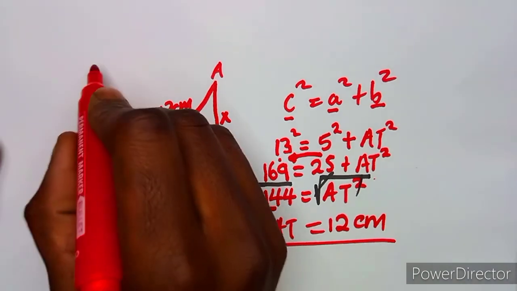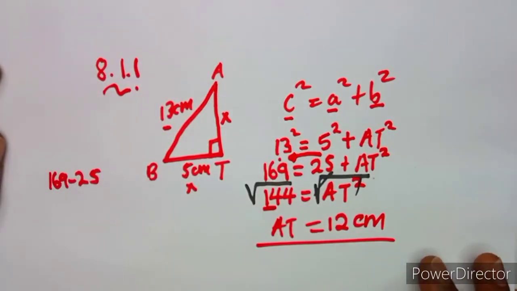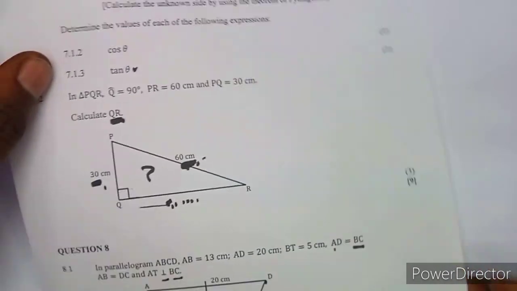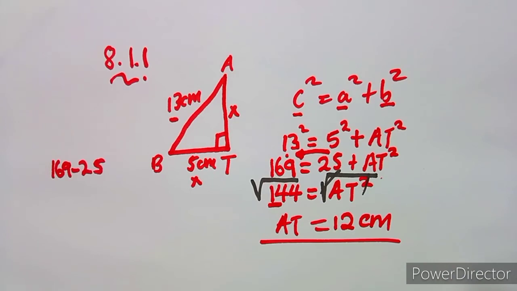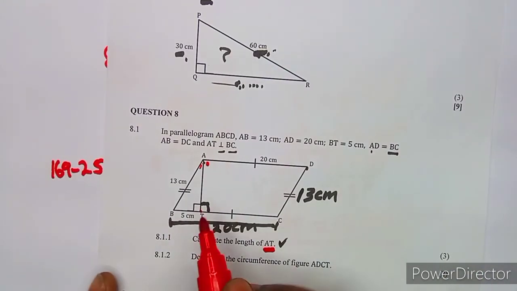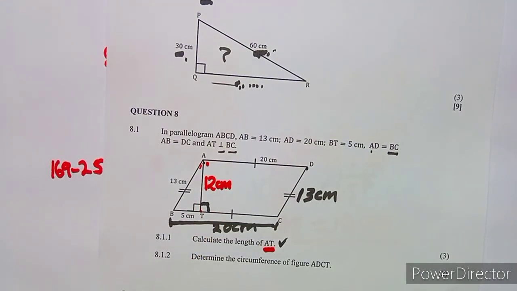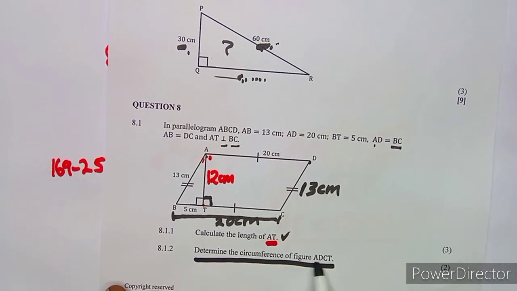So that is what you actually needed in this case to have the length of AT. As you can see, guys, it's very important to understand the concept of Pythagoras. It's repeating now and again. So we can just indicate here our 12 centimeters. We got our AT there. Then the next question is: determine the circumference of figure ADCT.